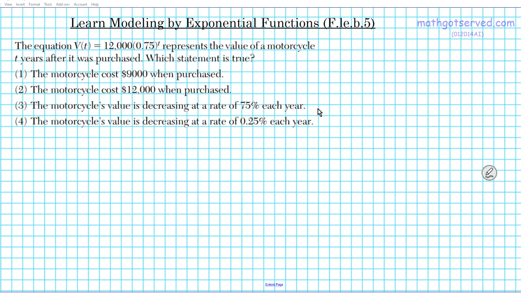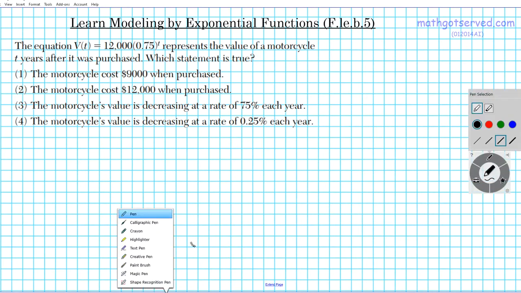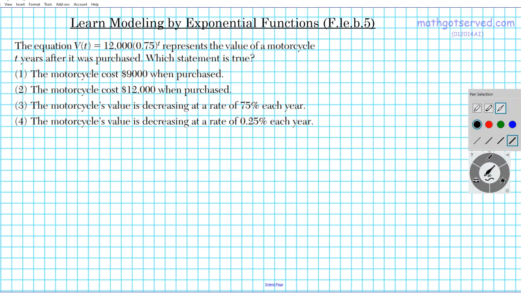It reads: the equation V of t equals 12,000 times 0.75 to the t represents the value of a motorcycle t years after it was purchased. Question: which statement is true? So we have different statements here that we are to determine which one is true.